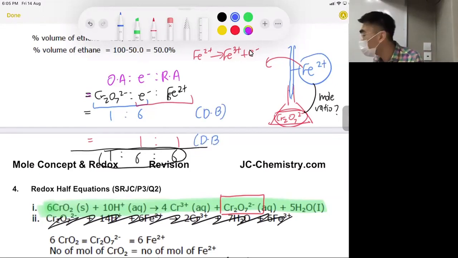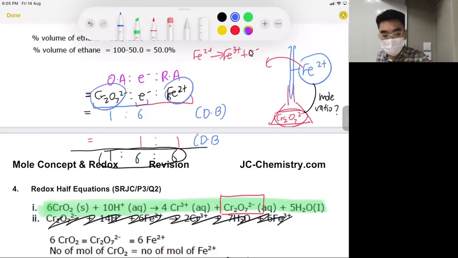If you are not very sure about this, I will repeat this a few more times until you can apply it to the other questions also. So what's the moral of the story? I can get the mole ratio between Fe2+ and Cr2O7 2-, which in this case is 1:6. So all you do is find for me the moles of Fe2+. You will then be able to find the moles of Cr2O7 2-. I'll write it out here. Give me a second.